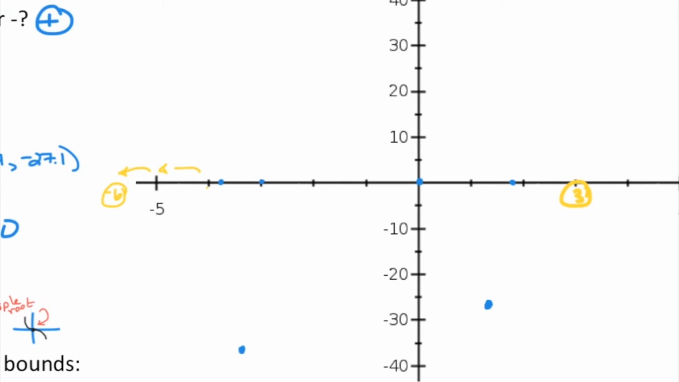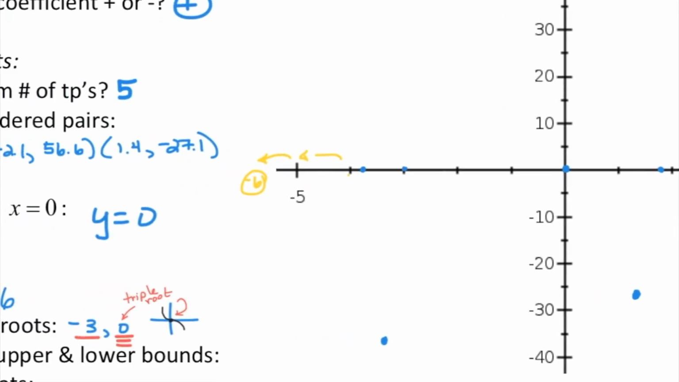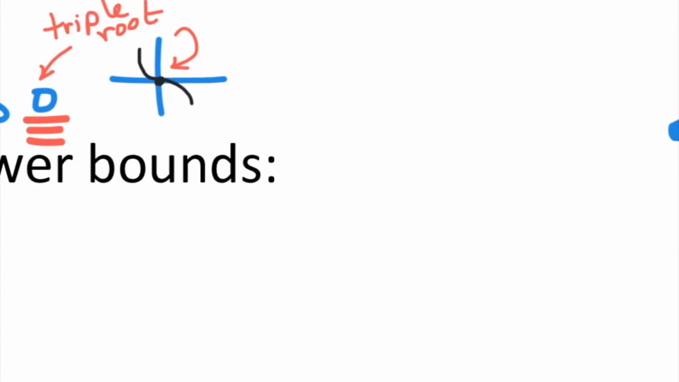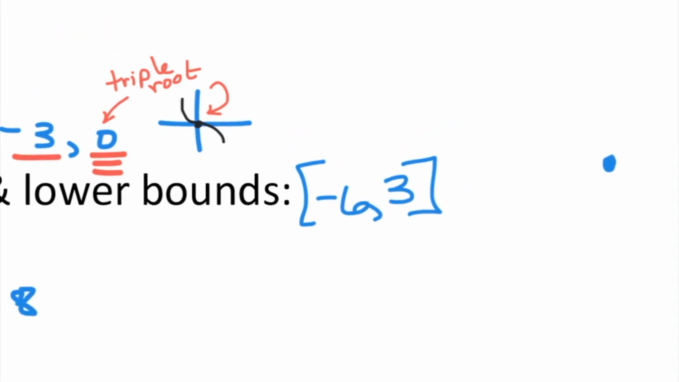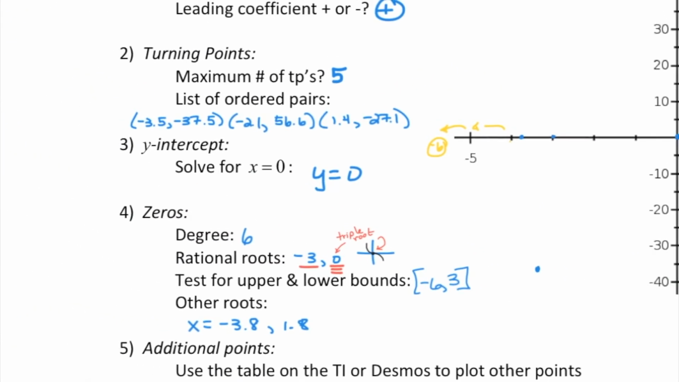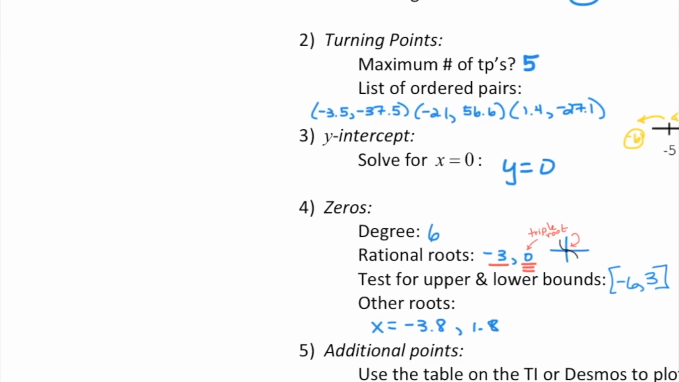So negative 6 definitely works, and positive 3 definitely works. So I'm going to test those upper bounds. And that was why I hesitated a minute ago. I actually had to go back and delete part of the video. I'm going to do that over here. There are really some ugly numbers.